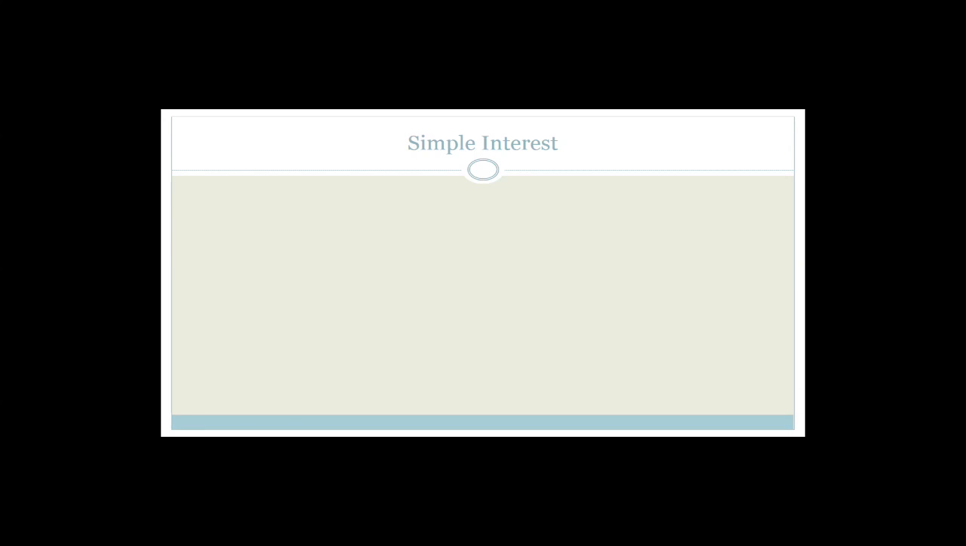Okay, so simple interest. Basically, the simple interest formula, which is on your formula sheet, is A is equal to P times 1 plus IN, where A is the amount of money you get out at the end. P is your principal. Now, principal is not the dude in charge or dudette who is in charge of your school. This principal is actually the amount you invest or loan. Okay, that's basically the starting amount.